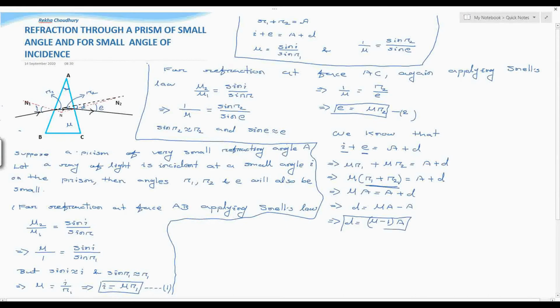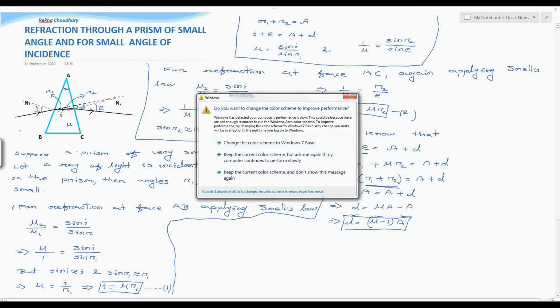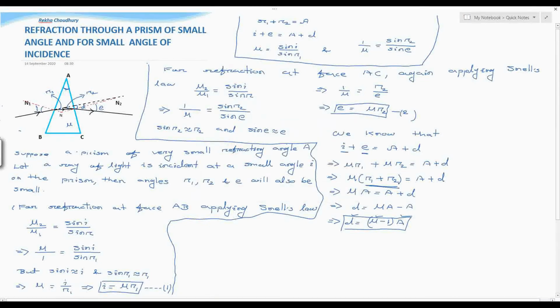So this is the required equation relating angle of deviation, refractive index of the prism and the angle of prism. Here see, for a small angle of incidence, angle of deviation does not depend upon the angle of incidence. It only depends upon the refractive index of the material of prism and the angle of prism. So we have to remember this formula. D is equal to mu minus 1 into A.